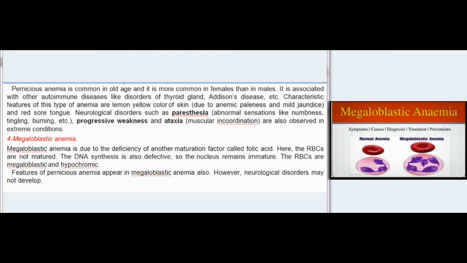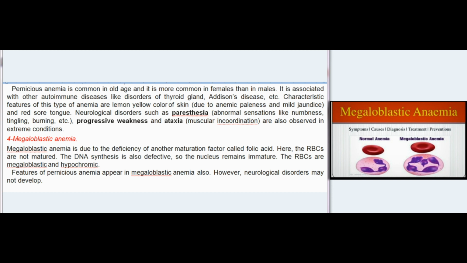Characteristic features of this type of anemia are lemon yellow color of skin, due to anemic paleness and mild jaundice, and red sore tongue. Neurological disorders such as paresthesia, abnormal sensations like numbness, tingling, burning, etc., progressive weakness and ataxia, muscular incoordination, are also observed in extreme conditions.